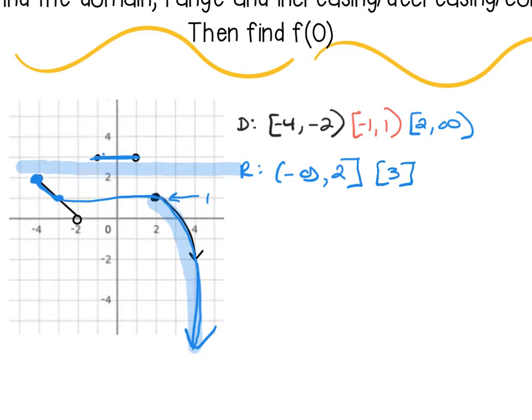Wait, what did you do with the horizontal line there? Which one? This value is 3. That's where the break happened. If I look from bottom to top, there was a break in my graph. Horizontally, there's a break in my graph.